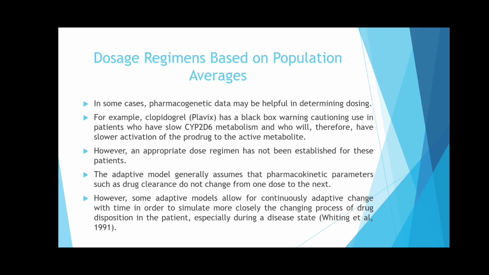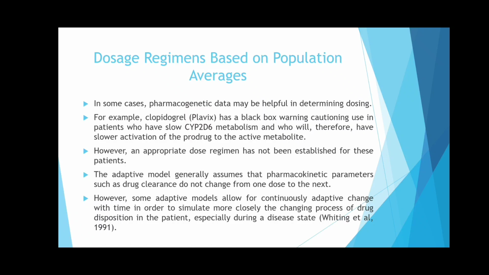In some cases, the pharmacogenetic data may be helpful in determining dosing. For example, clopidogrel has a black box warning cautioning use in patients who have slow CYP2D6 metabolism and who will therefore have slower activation of the prodrug to the active metabolite. Okay, so it is an example.